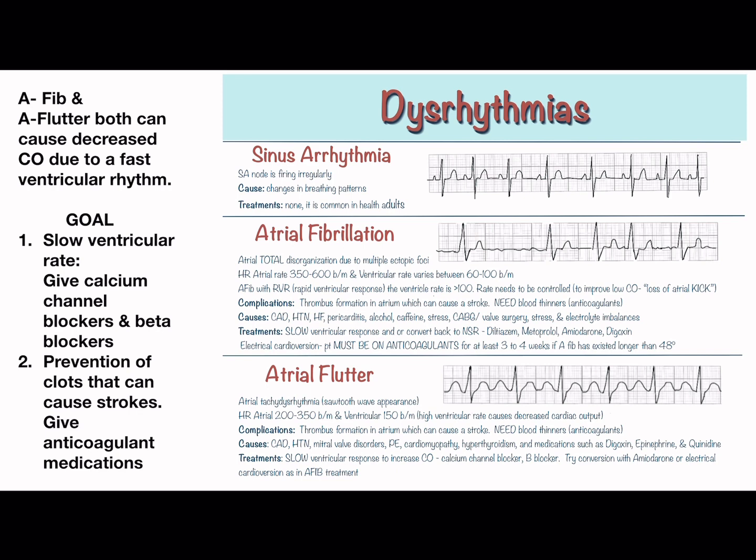When that atrium quivers and the blood is pooling, clots will develop. And if we do not put them on a blood thinner and give them anticoagulants, then they will shower clots to their brain, causing a stroke, to their heart, causing an MI, or to their lungs, causing a PE, or other areas in the body, causing a lot of problems. So these patients have to be on a blood thinner. Those are the main treatments for these patients.